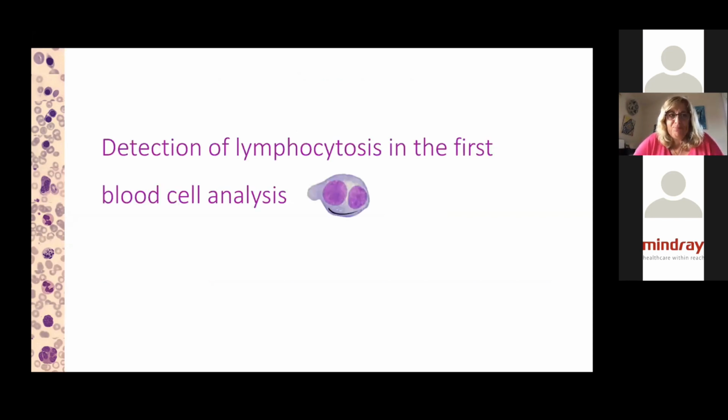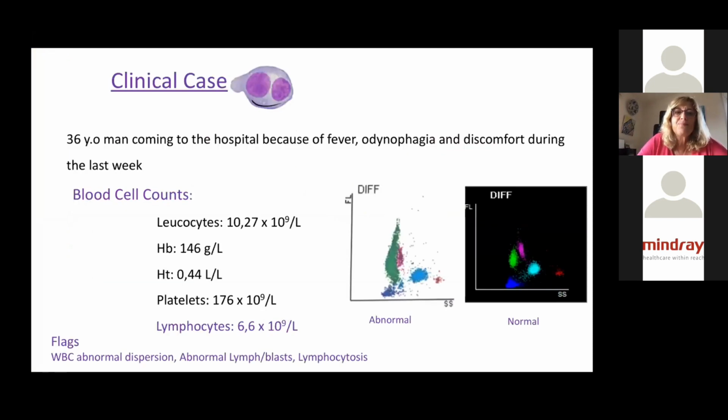Second warning: detection of lymphocytosis in the first blood cell analysis. The first case was a 36-year-old man coming to the hospital because of fever, odynophagia, and discomfort during the last week. The leukocytes were normal, hemoglobin and platelets were normal, but the number of lymphocytes was high, 6.6 × 10^9/L. Flags: abnormal dispersion of the leukocytes.